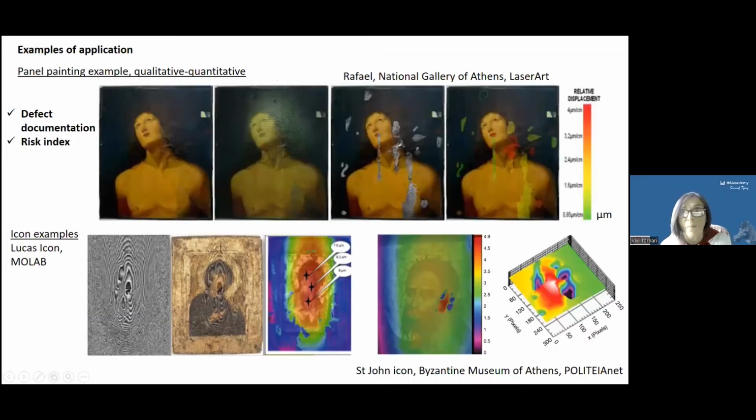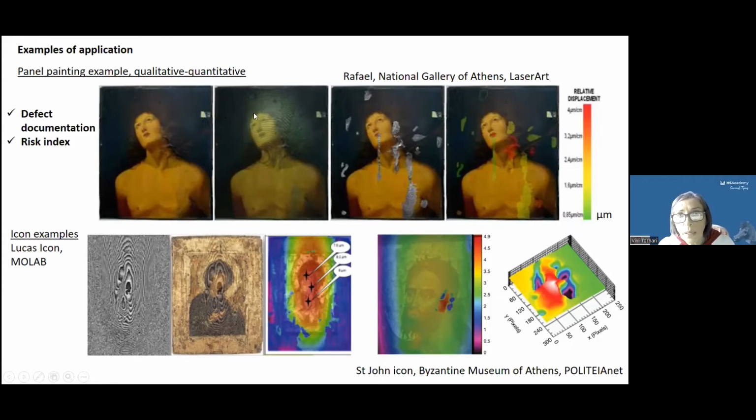Here are some examples, and here you see a holographic interferometry example. As I said, the holographic interferometry gives us both the image of the surface overlapped with the interference fringes. This is an example of how we see it in holographic interferometry.